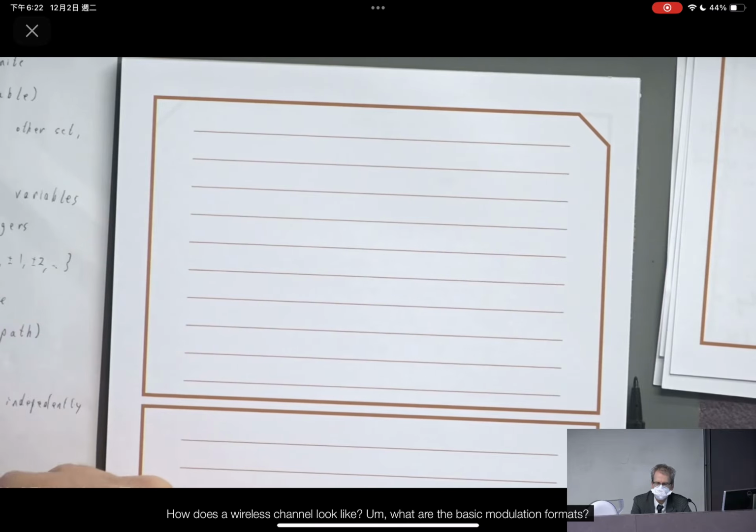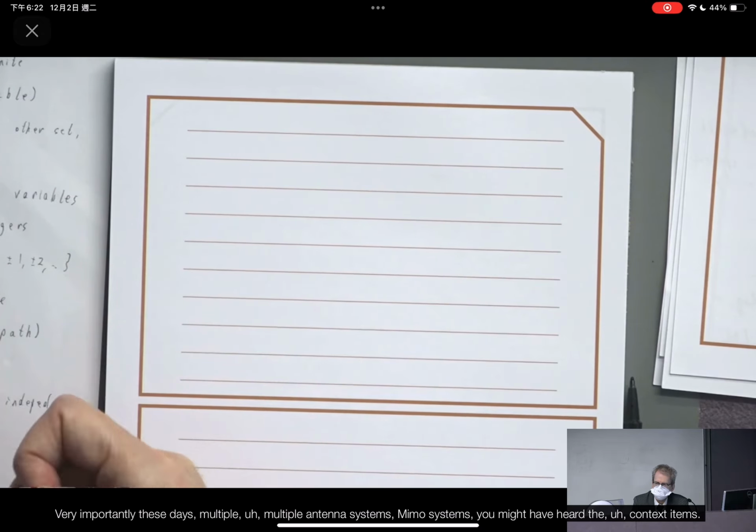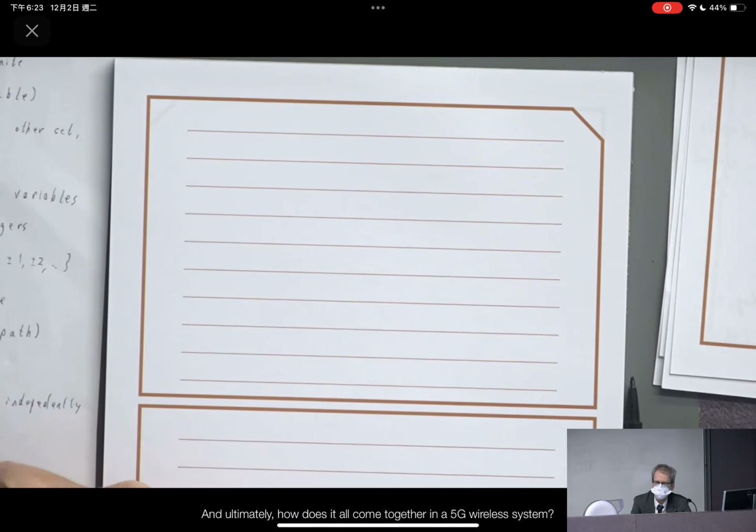How does a wireless channel look like? What are the basic modulation formats? What are the optimum demodulation methods? Very importantly these days, multiple antenna systems, MIMO systems. You might have heard the context, right? And then ultimately, how does it all come together in a 5G wireless system?